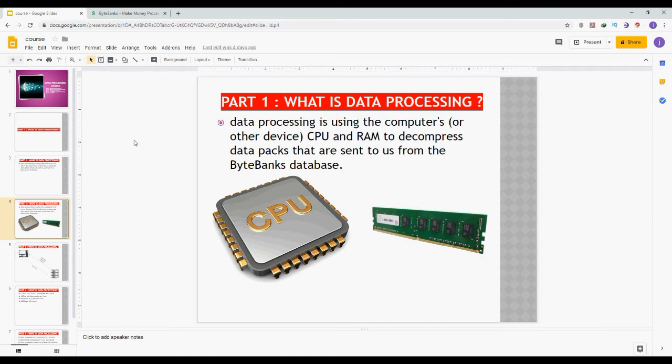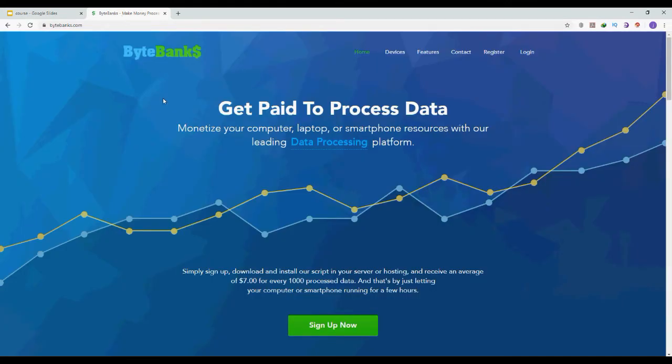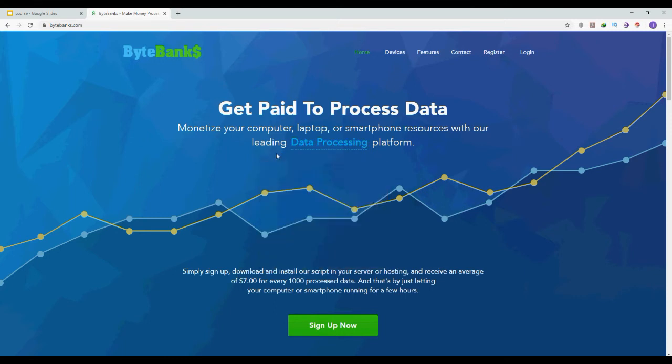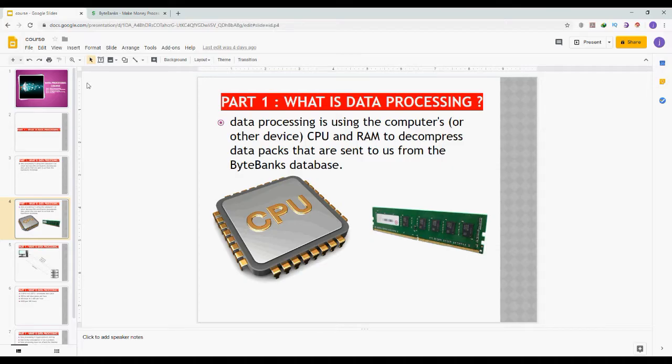Some of you might ask, why won't ByteBanks process data on their own? Why do they need other people's computers and devices? Well, they actually can process tens or even hundreds of thousands of data packs on their own. But we are talking about hundreds of millions of data packs. And to process this amount of data, you need thousands of computers and devices, which can be really expensive to get and set up. But instead, they decide to rent them, if that's the correct way to say it, and that would cost them a lot less.